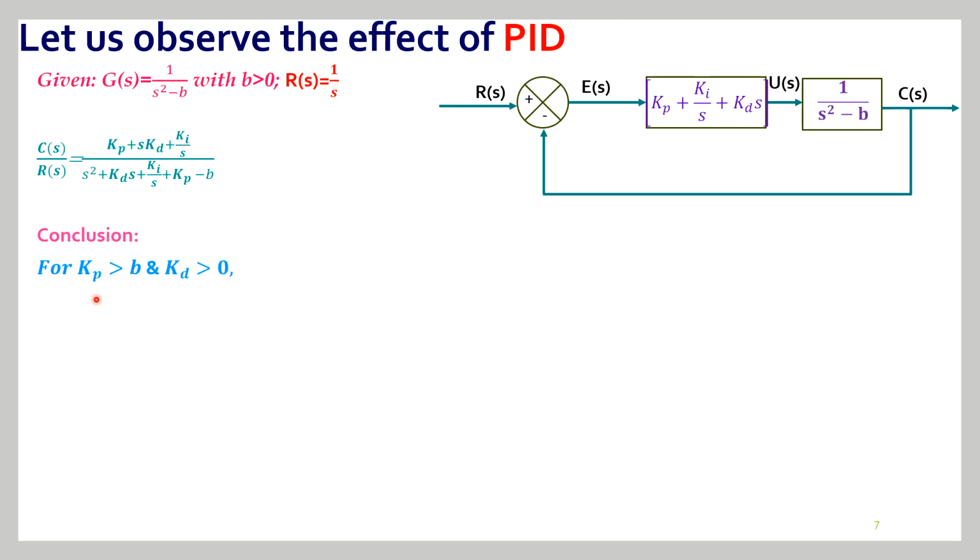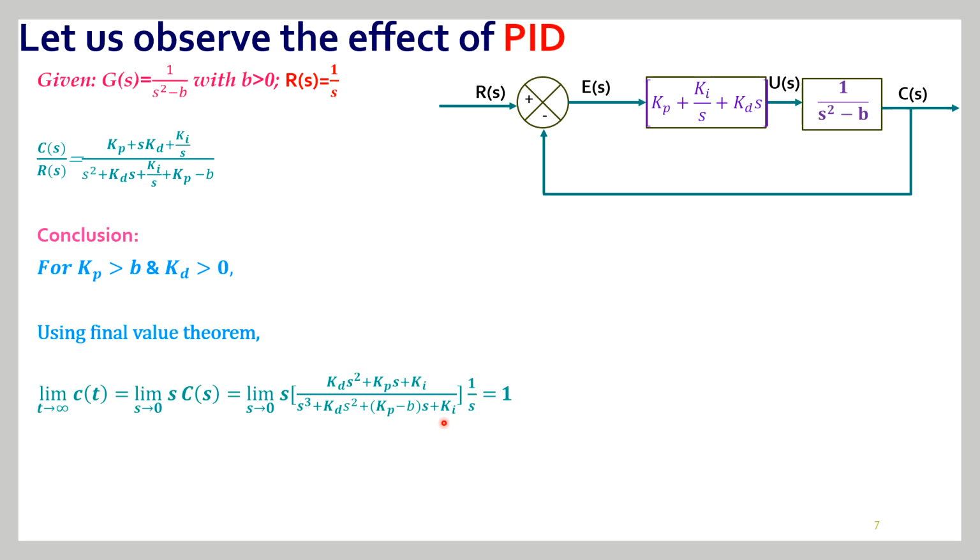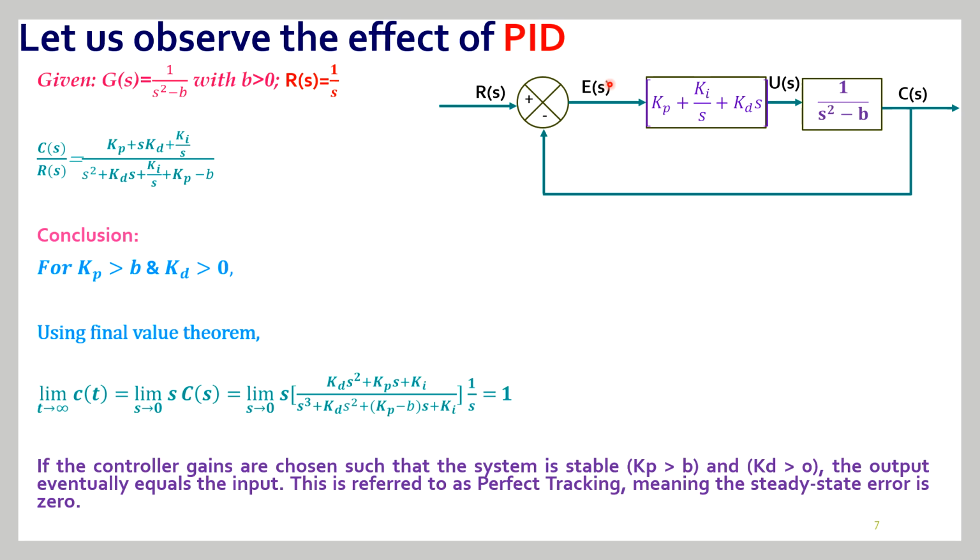And again the same assumption, Kp is greater than b, Kd is greater than 0. Using again the final value theorem, when we substitute s as 0, I am getting my final value as 1. So my system is stable with the proportional derivative controller. The steady state error is 0 with the PID controller. That is the reason we go with the PID controller and not with only PI, not with only PD, or not with any individual combination of controllers.